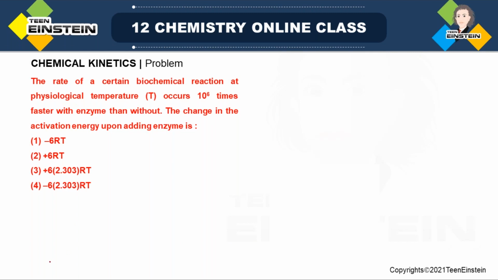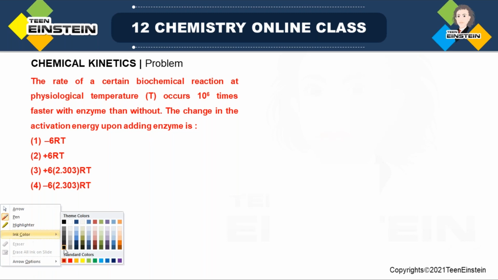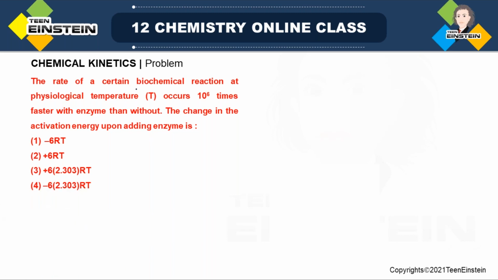Here we have the question. The rate of a biochemical reaction at physiological temperature, that means our body temperature, occurs 10 to the power 6 times faster when it is done with an enzyme. But when the enzyme is not used, the reaction rate will be less. Now we have to find the change in the activation energy when we add the enzyme.